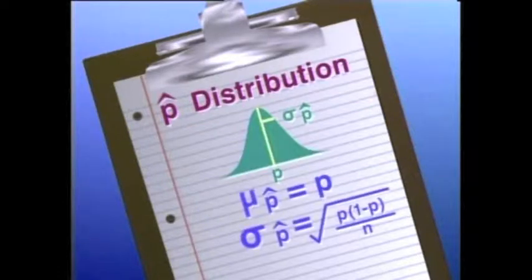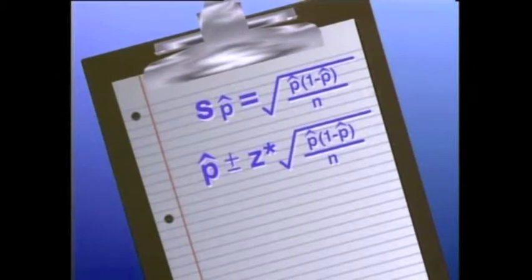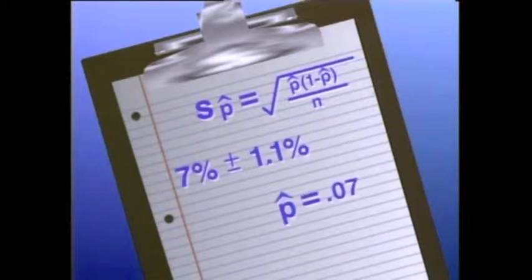We will use binomial distribution, which is close to normal when n is large. The mean of the distribution is p, and the standard deviation is the square root of p times 1 minus p over n. Because we don't know p, we will replace it with p-hat, which is a good estimator when n is large. The formula for calculating a confidence interval is p-hat plus or minus z star times the standard deviation. After plugging in the values, we see that our confidence interval equals 7% plus or minus 1.1%.